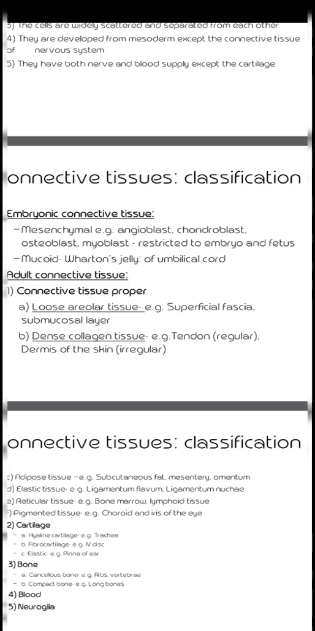Mucoid connective tissue, the example is Wharton's jelly. Wharton's jelly is a substance that is present in the umbilical cord of the baby, and which helps it in delivering the proper nutrition to the baby.